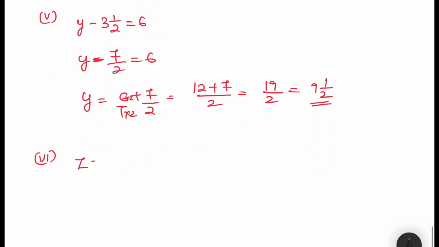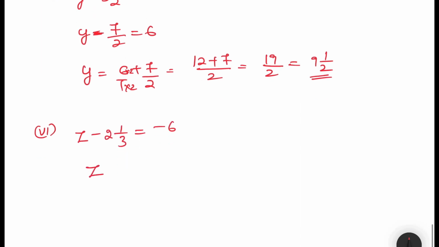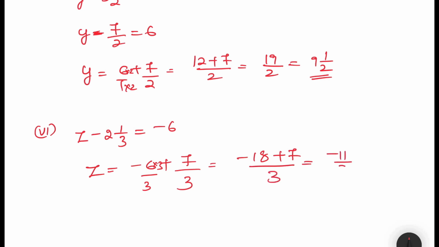Sixth one we have z minus 2 1 by 3 equal to minus 6. So z is equal to minus 6 plus 2 1 by 3. 2 3s are 6, 6 plus 1 is 7, 7 by 3. So into 3 into 3, you will get minus 18 plus 7 by 3. That is equal to minus 11 by 3. So similarly, please complete the last 3 sub questions of the second main.